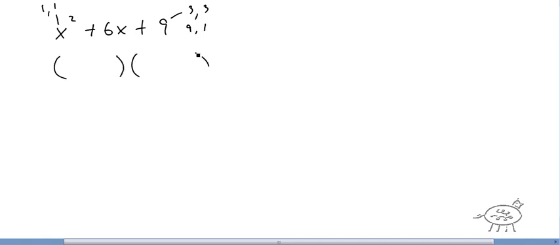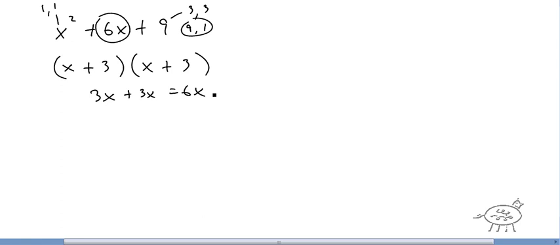And then you're going to put your signs in here, plus, plus, and so I'm going to put x and x here. And just because, remember I told you, you usually don't use the extreme one, the 9 and the 1, especially if this is a smaller number. So I'll put a 3 here and a 3 here. And the only thing I have to check is the OI. So outside, 3x, inside plus 3x equals 6x. Beautiful, that's it, it's 6x. So that's actually my answer.